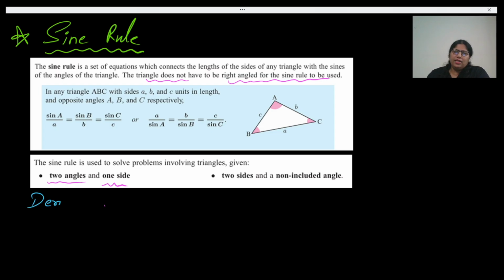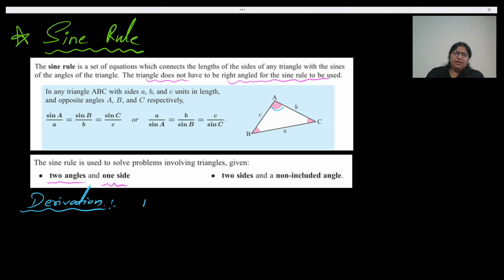Because if you see the derivation of this rule, whenever we have a non-right triangle, we use the area formula to find the sine rule. What is the area formula? It is half ab sine theta. So for angle A, I consider the included side and angle. For any angle between two sides, any included angle, the area will remain the same.